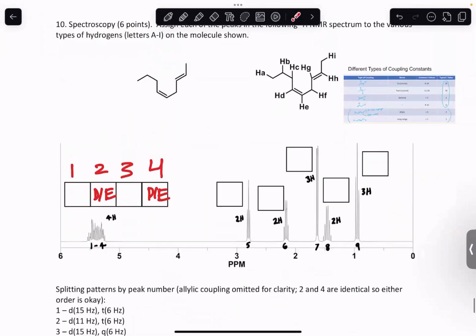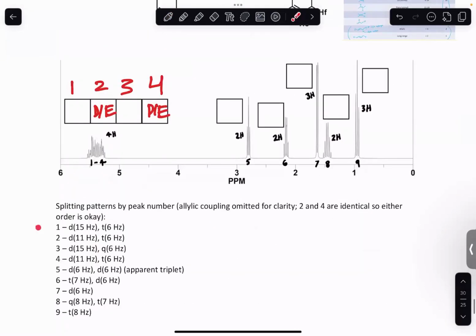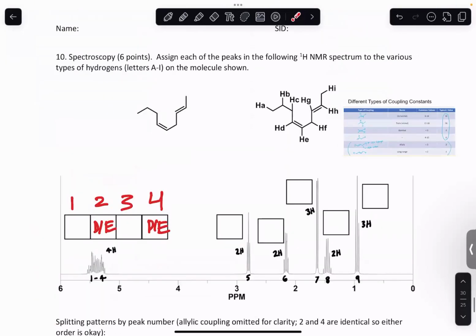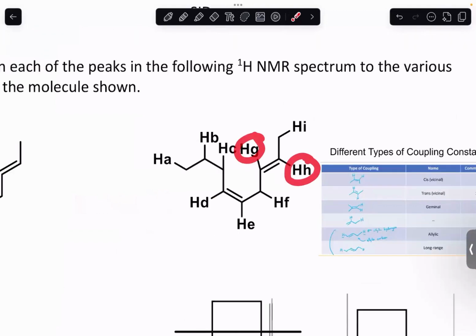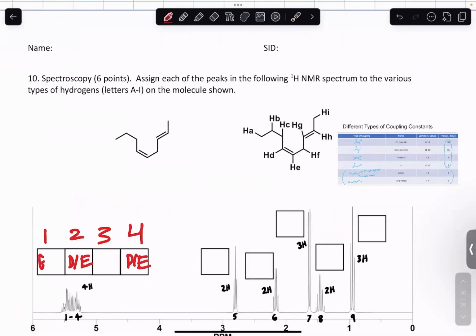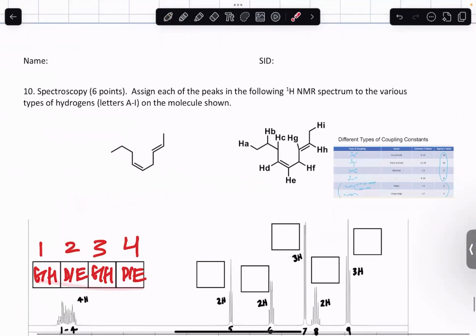So now let's look at 1 and 3. 1 and 3 have a matching J value of 15, which means that they are trans to each other. And I see that my trans alkene is G and H, right? So 1 and 3 is going to be either G or H. I'm going to come back and figure out which one is which later.